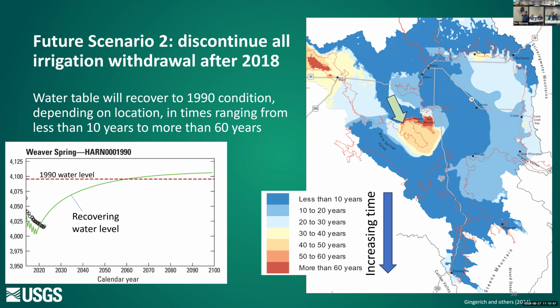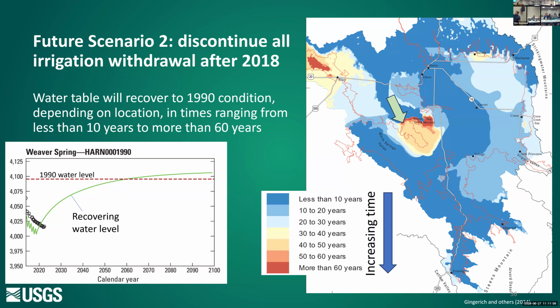And on the right side, I looked at these different time frames of 10 years, 20 years, 30 years, and figured out which parts of the system recovered to the 1990 levels within 10 years, within 20 years, and so on. And that's kind of what's colored here.